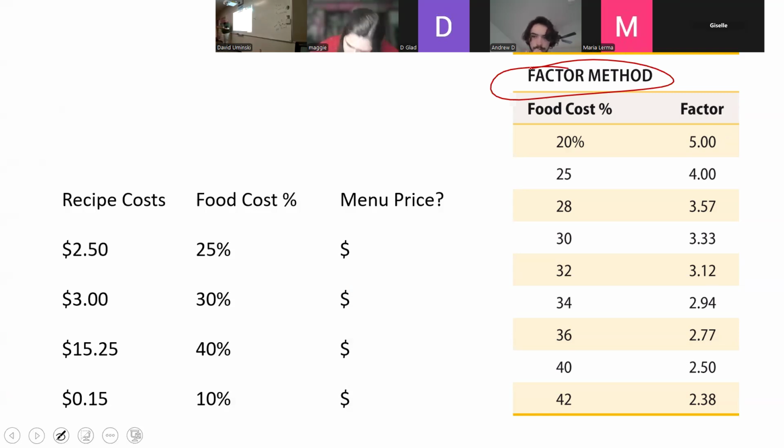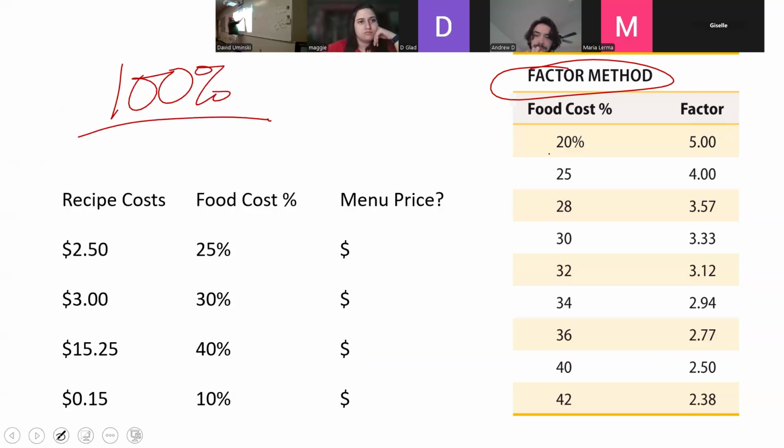With the factor method, especially if our percentages are relatively even, it's a way for us to quickly just multiply the food cost amount. To find the factor, you take 100%. You divide it by the percentage that you're looking for. So in this case, 20%. What is 100 divided by 20%?